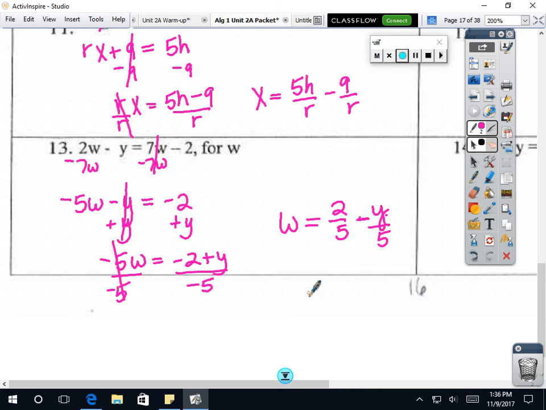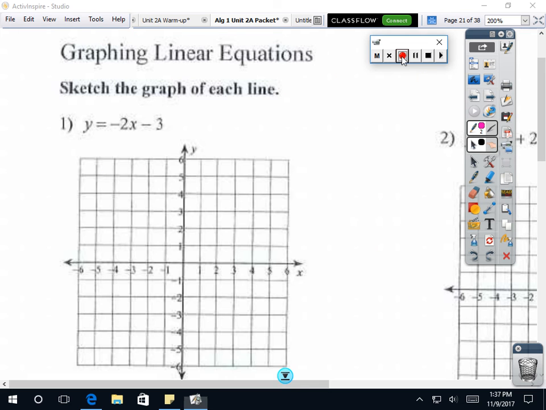Okay, now we're going to move on for right now to something completely different. So turn to page 20. Today we're going to be reviewing something you learned in middle school. It's called graphing linear equations. Now, we're going to sketch the graph of each line. How do I know that that's the equation of a line?